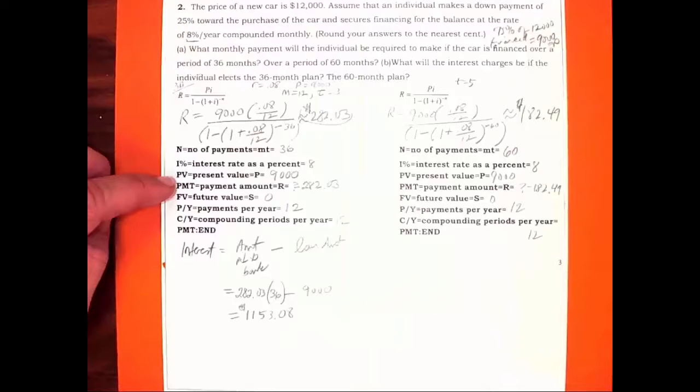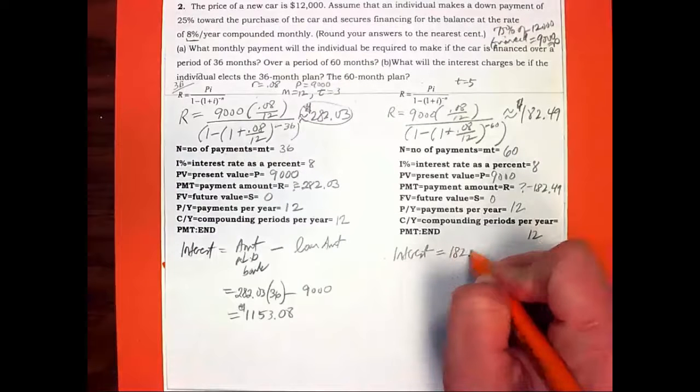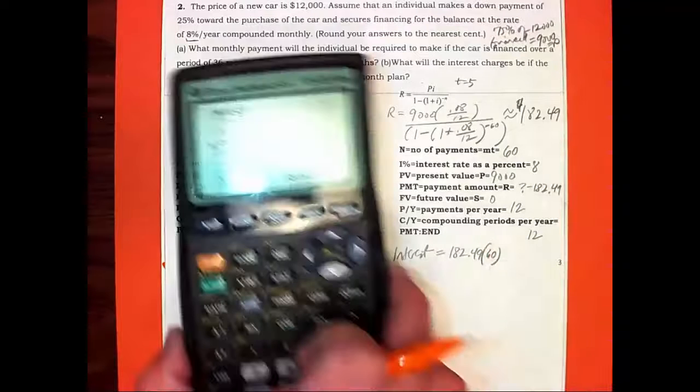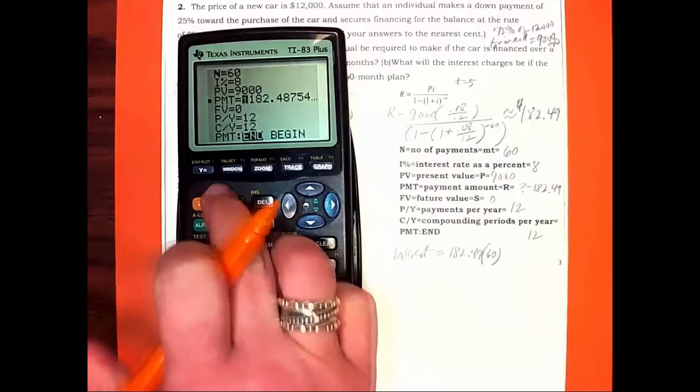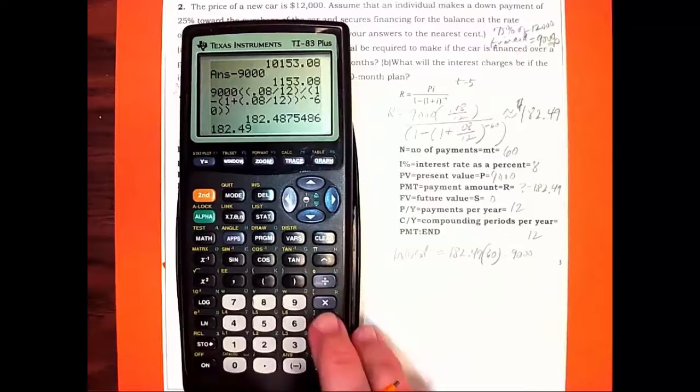So if we wanted to figure out our interest on this one, we would have the payment, but this time we're making 60 payments, 5 times 12, 5 years, 12 times. And the original loan amount was 9,000. So 182.49 times 60 minus 9,000.